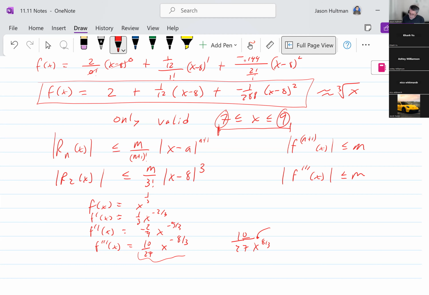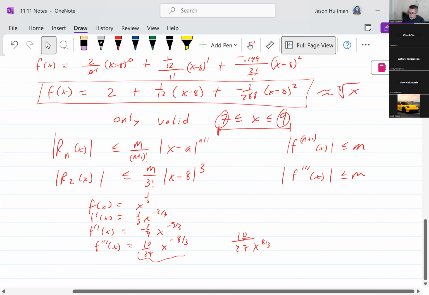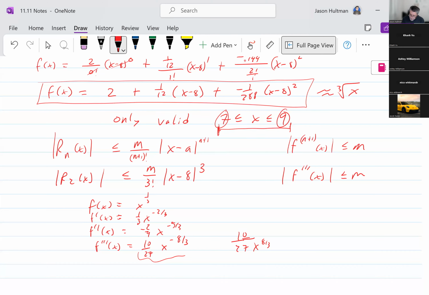Okay, so which one's going to give me the bigger one? Is it dividing by the bigger number or the smaller number? Well, it would be dividing by the smaller number. That would give me the bigger value, and that's what I want. I want the upper bound. So I'm actually going to plug in 7 there.